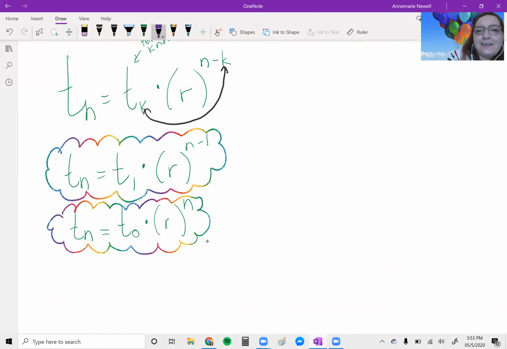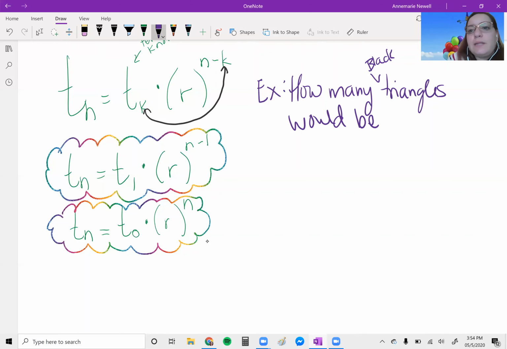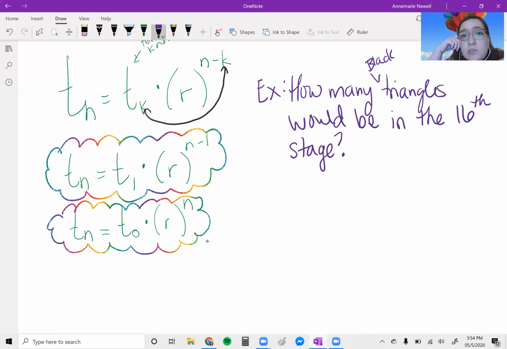Okay. This is an example. So I want to know, okay, my handwriting is really bad, I want to know how many triangles would be, also, we're talking about black triangles. I'm sorry, I need to qualify that. How many black triangles would be in the 16th stage, 16th figure? Okay, to answer a question like this, you do not draw it out.